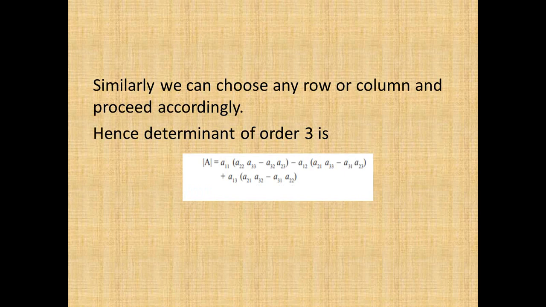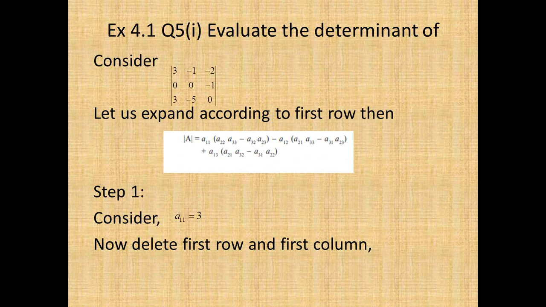Let us move to an example based on it. Similarly, we can choose any row or column and proceed accordingly. Hence, the determinant of order 3 is this. Let us move to question number 5 of exercise 4.1, which says to evaluate the determinant of a 3 cross 3 matrix, with 3 rows and 3 columns. Let us expand according to the first row.